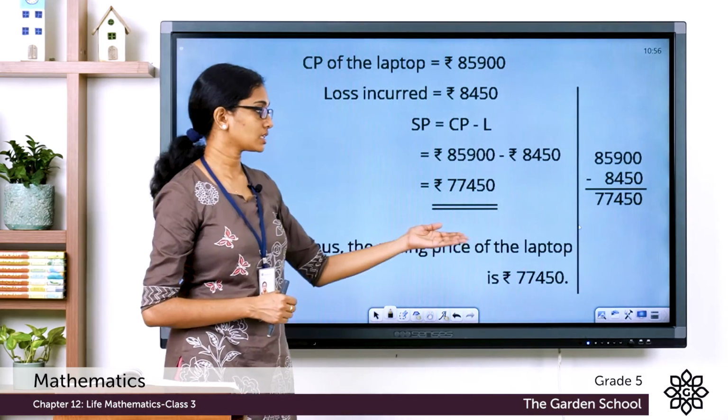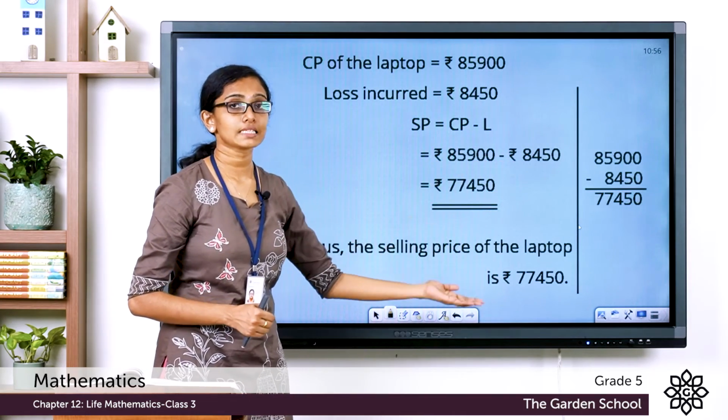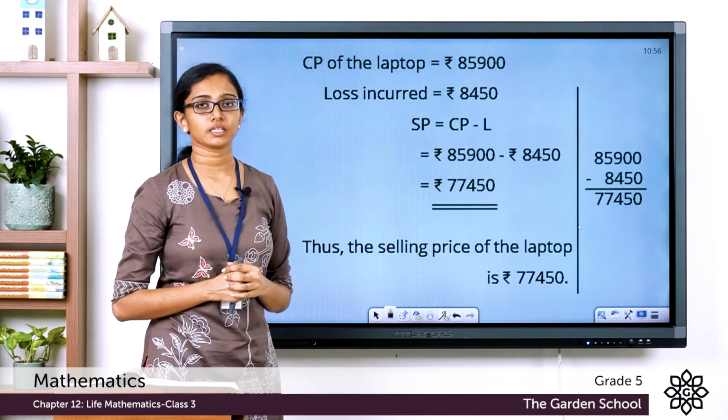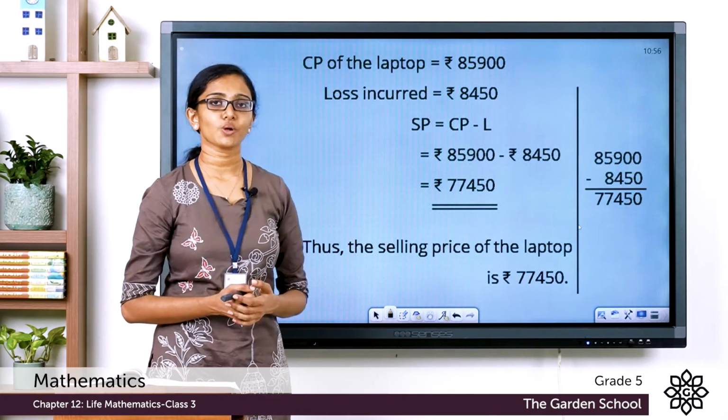So he sold the laptop at a selling price of rupees 77,450. And this is how much? This is 8,450 rupees less than the cost price. And thus he got that loss. So I hope this question is also clear to you.